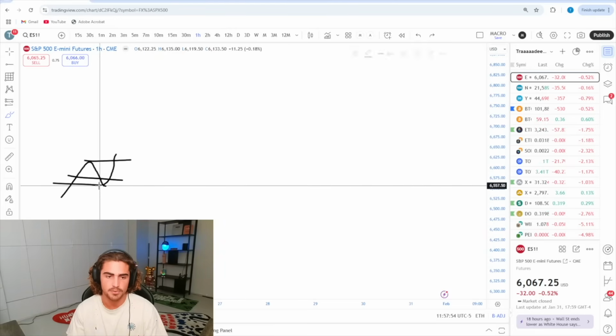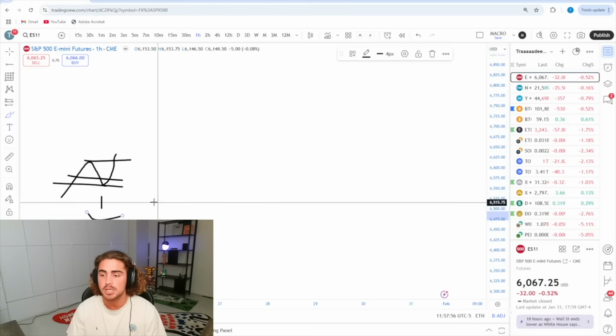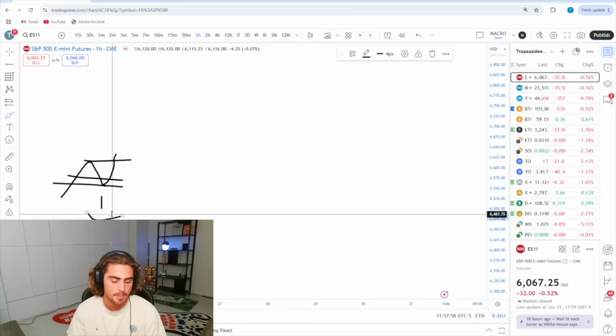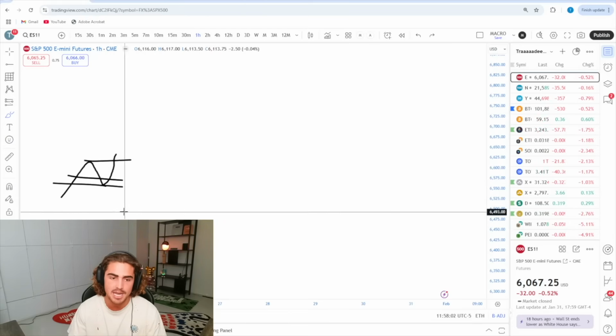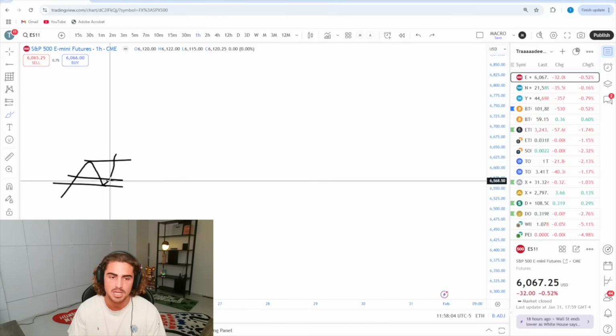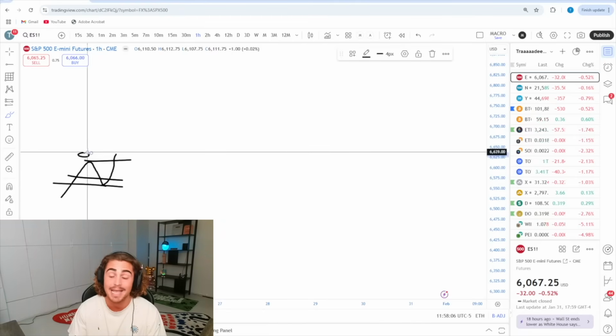All price action from this low and underneath is fully balanced out. So we do not care about an order block down here. We do not care about a fair value gap down here. We do not care about a breaker block down here, because price has already pushed past this high and continued the uptrend.